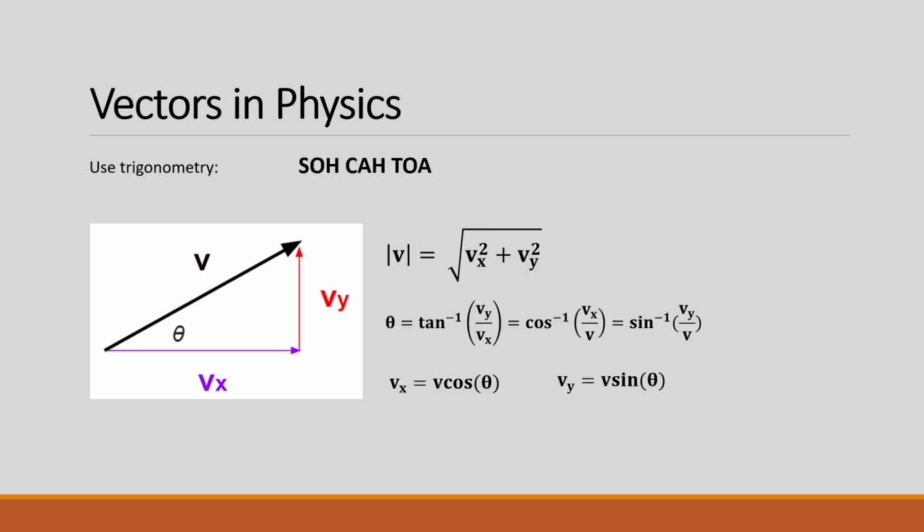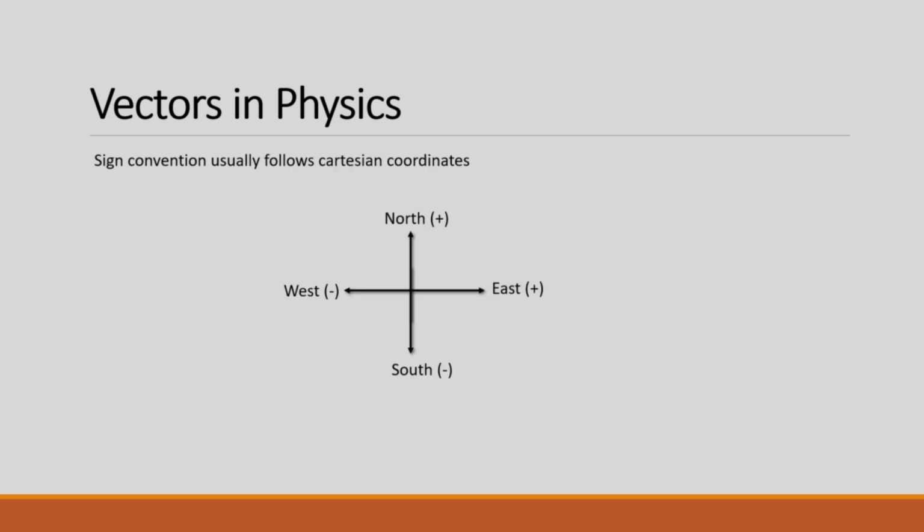In physics, vectors are used in a wide variety of subjects. Typically, a problem will primarily be that a variable is given in a certain direction, and you need to use trigonometry to solve for different components of that vector. We'll see this in the upcoming example. Lastly, the general sign convention is that north and east are positive, and south and west are negative, as that represents the sign convention used on a typical Cartesian grid.